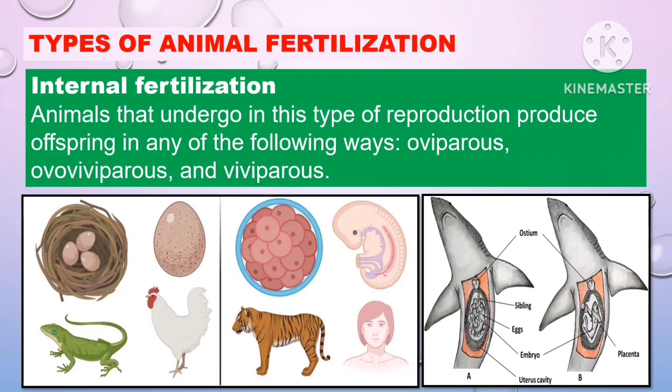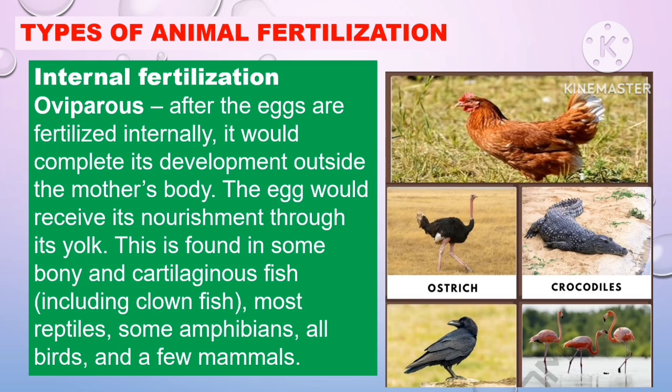Animals that undergo this type of reproduction produce offspring in any of the following ways: the oviparous, ovoviviparous, and the viviparous. The following are the types of internal fertilization. The first one is the oviparous.